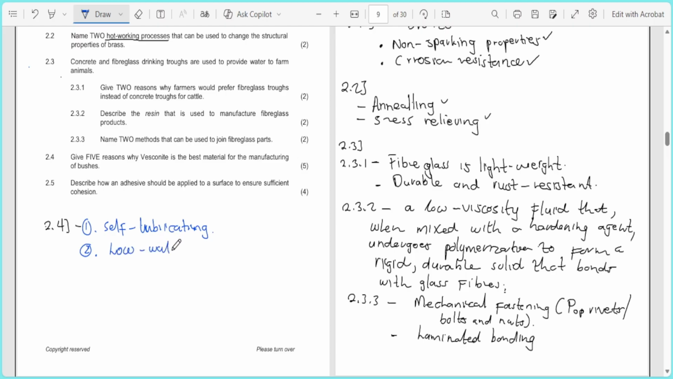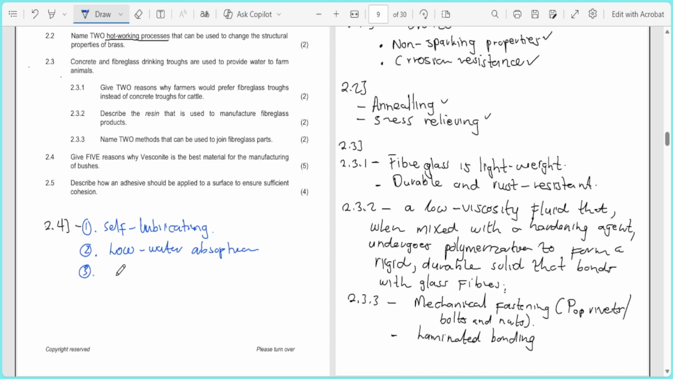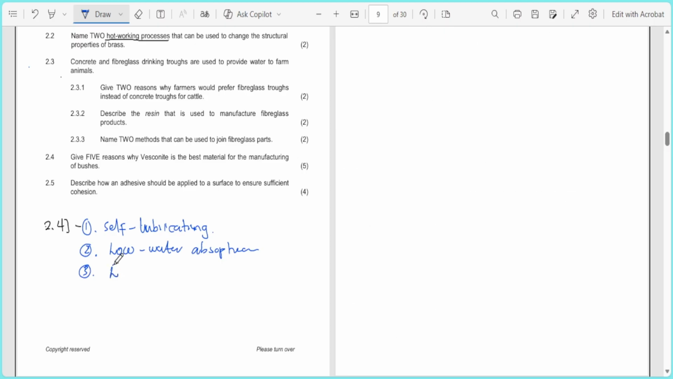Point number two, we have low water absorption. Unlike nylon, which swells in a case where water is ingressed, Vesconite maintains dimensional stability in wet conditions. This does prevent seizure on shafts.